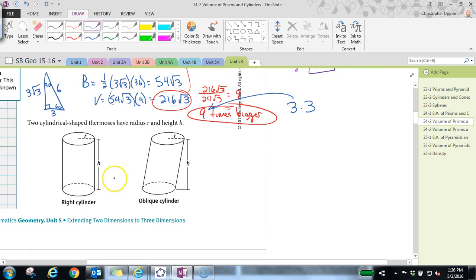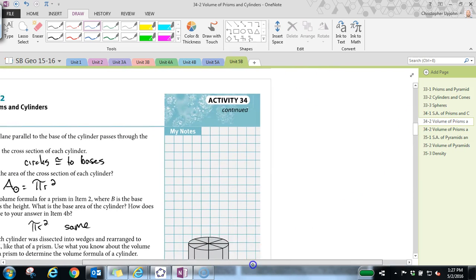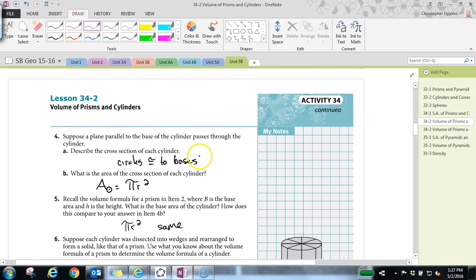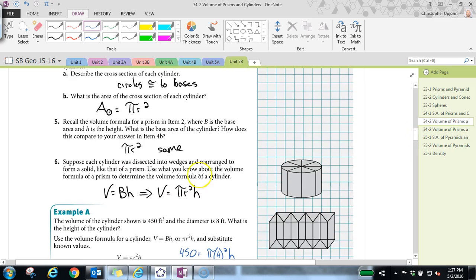All right, just a review of what a right cylinder and oblique cylinder look like. The height is the distance between the two bases, the perpendicular distance. Cross section of each cylinder: if we cut parallel to the bases, the circles are congruent to the bases. The area of the cross section is the area of a circle, pi r squared. The base area is the same as the area of a circle. That's the same. It's kind of a weird question.